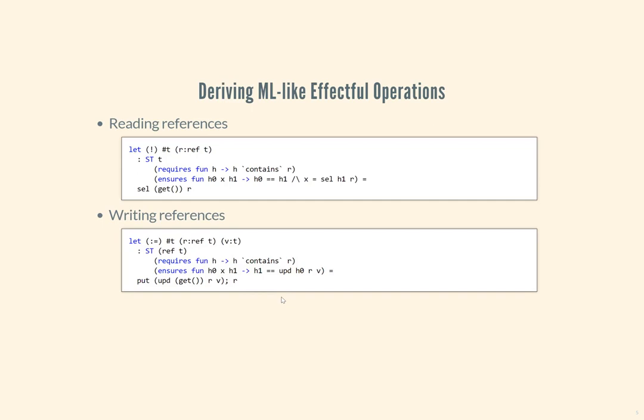Yeah, another technical one. The condition says that H0 equals H1. What equality is assumed, like reference equality? This is provable equality of H0 and H1. Yeah, like how do we prove equality for abstract heaps? So provable equality is available at all types.